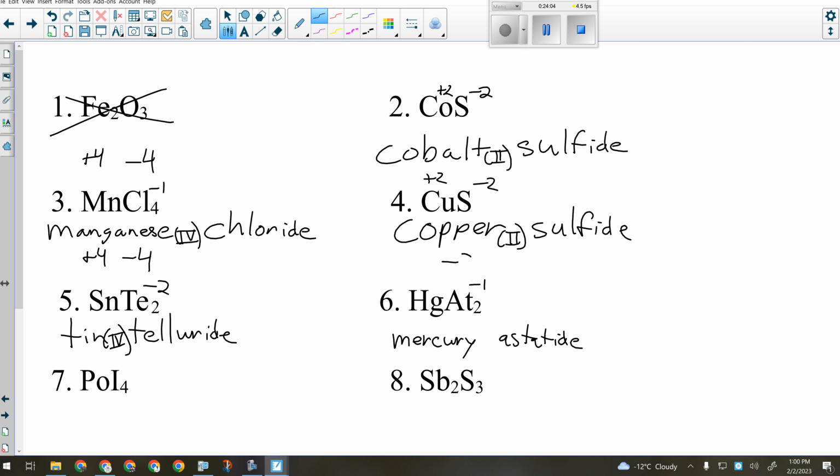So that means I've got 2 negative charges. So I've got to get 2 positive charges from 1 mercury. So this is mercury II. That's the tie.